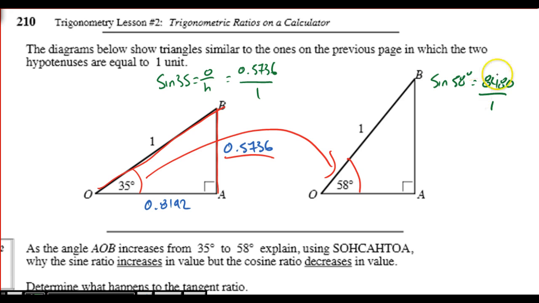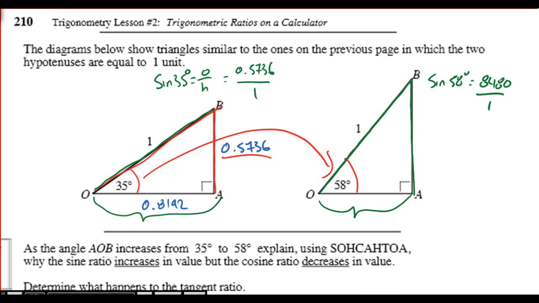So why did the sine ratio grow as the angle increased from 35 degrees to 58 degrees? Well, the simple answer is that the hypotenuse never changed. Its length remained at 1, but what happened was the adjacent side shrunk, and the opposite side kept getting larger. So in other words, as the opposite side gets bigger and bigger, your ratio is going to get bigger and bigger.